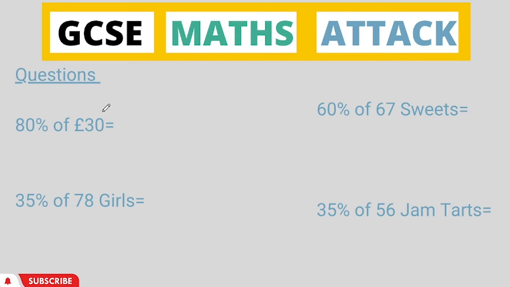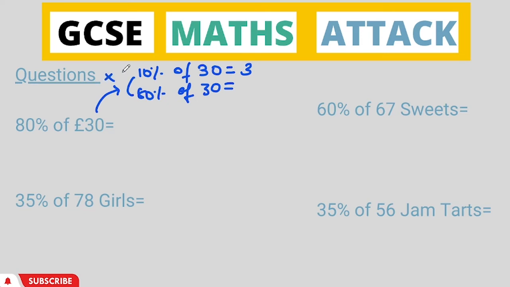80% of 30. So the first thing you want to do is work out 10% of 30. So 10% of 30 is 3. 80% of 30. Now I'm going to need 8 lots of 10 in order to reach 80. So basically I'm timesing by 8. So 10 times 8 gives me 80. Whatever I do to one side, I must do to the other. 3 times 8 is 24. So your answer is going to be 24.